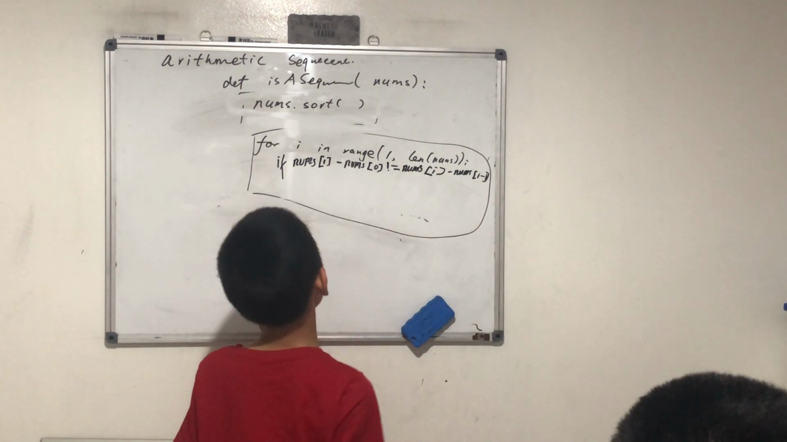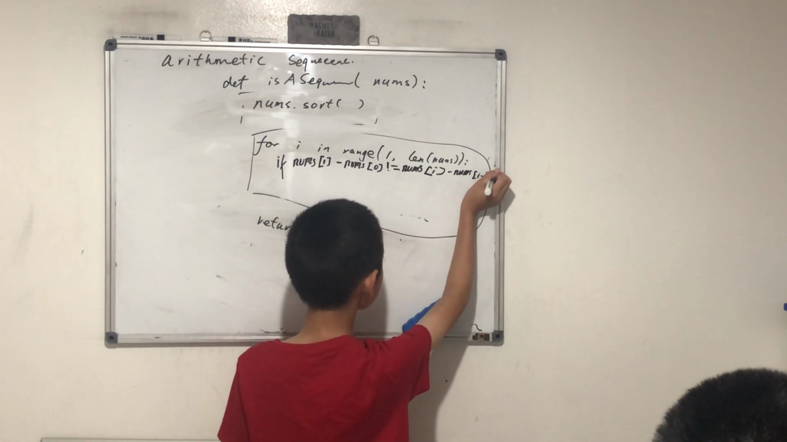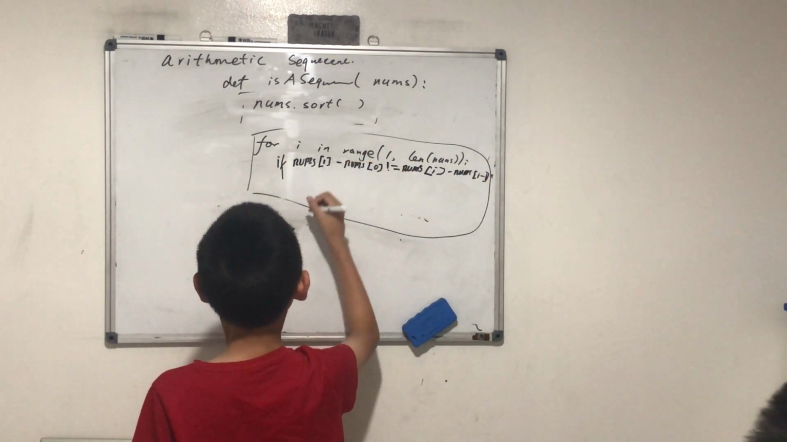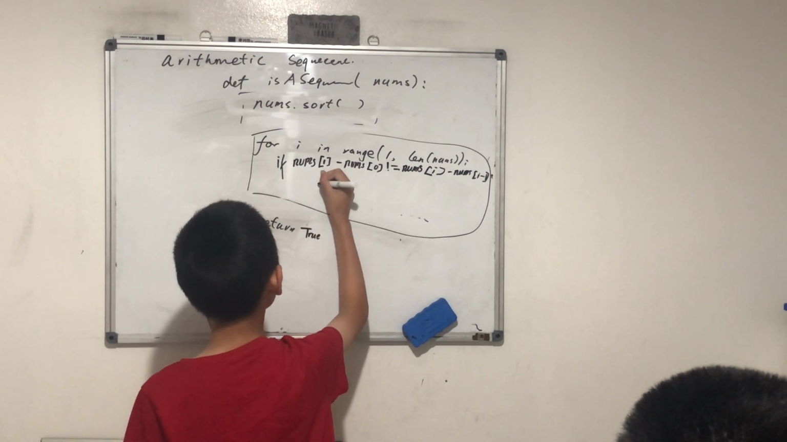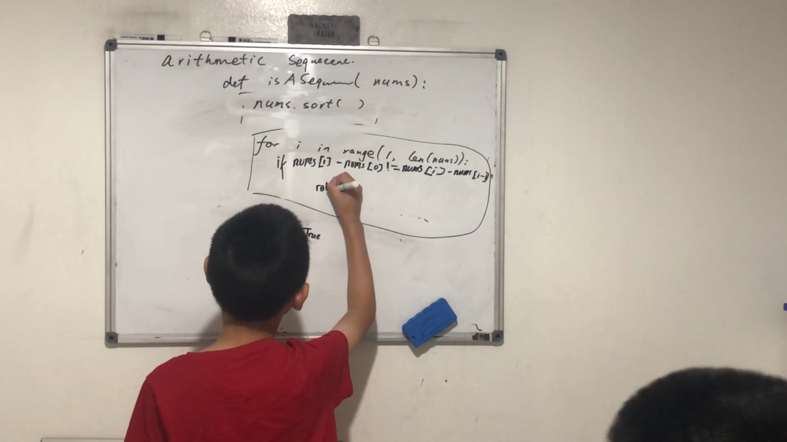And then we found a difference in the distance. So what should we do? Return what? Return true if we don't find any violations. And here, if we find a violation, we return what?